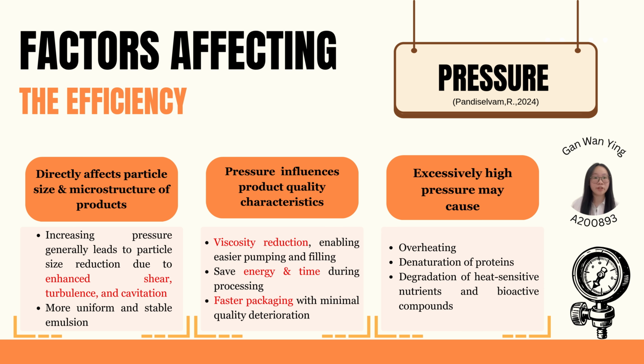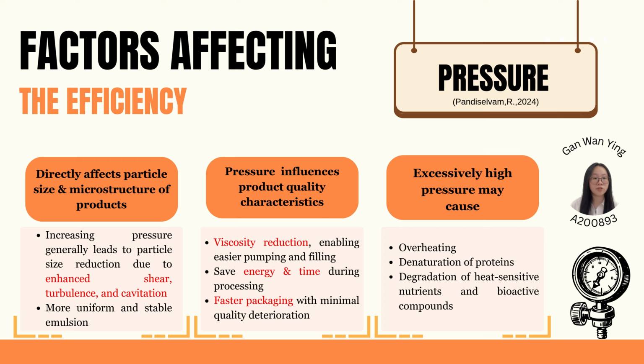Another important factor affecting efficiency is pressure. Pressure directly affects the particle size and microstructure of the product. As the pressure increases, the particle size decreases due to enhanced shear force, turbulence, and cavitation, resulting in a more uniform and stable emulsion. Pressure also affects the product quality characteristics.